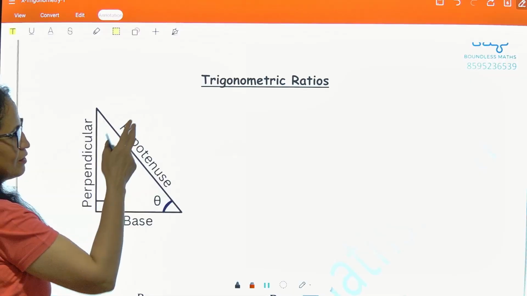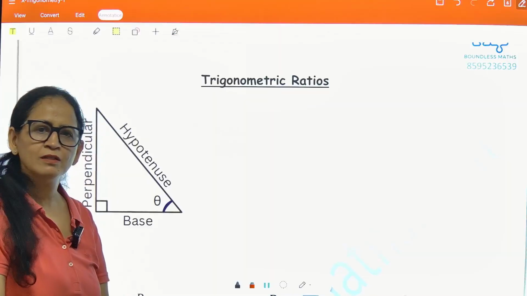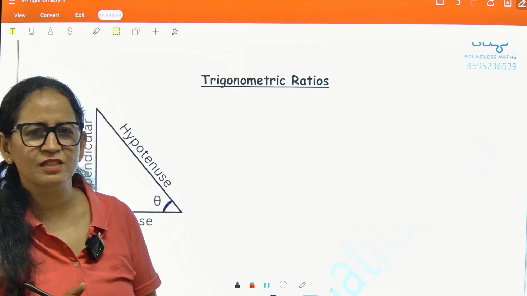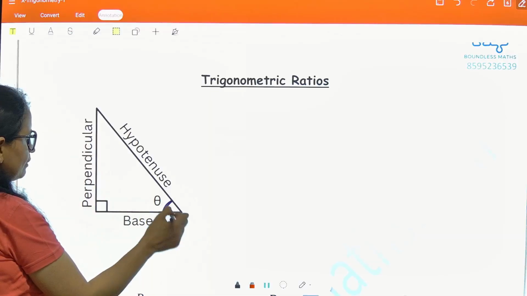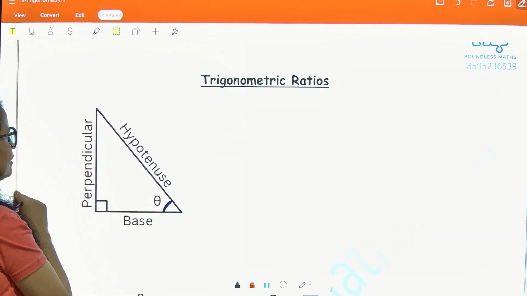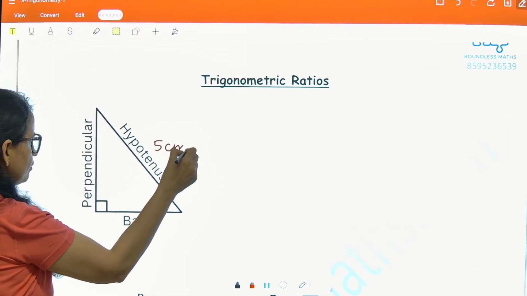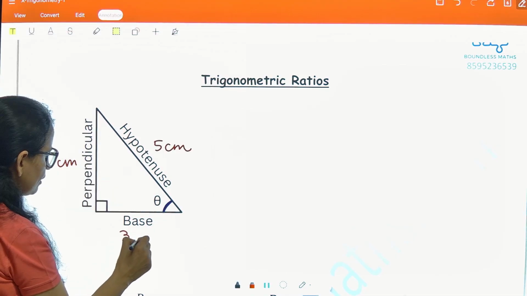To start with, the first thing is trigonometric ratios. What is a ratio? You must have done it in lower grades also. A ratio is a comparison of two quantities by division. So how do we start? For example, you have a right angle triangle and you are given its sides. The hypotenuse is 5 centimeters, the perpendicular is 4 centimeters and the base is 3 centimeters.